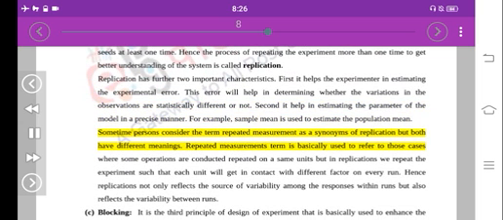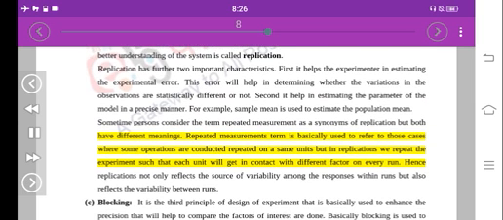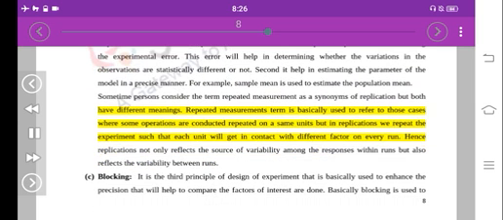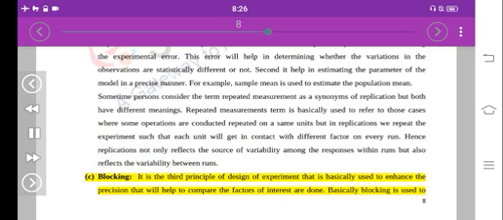Sometimes people consider the term repeated measurement as a synonym of replication, but both have different meanings. The term repeated measurements is basically used to refer to those cases where some operations are conducted repeatedly on the same units, but in replication we repeat the experiment such that each unit will get in contact with a different factor on every run. Hence replication not only reflects the source of variability among the responses within runs but also reflects the variability between runs.